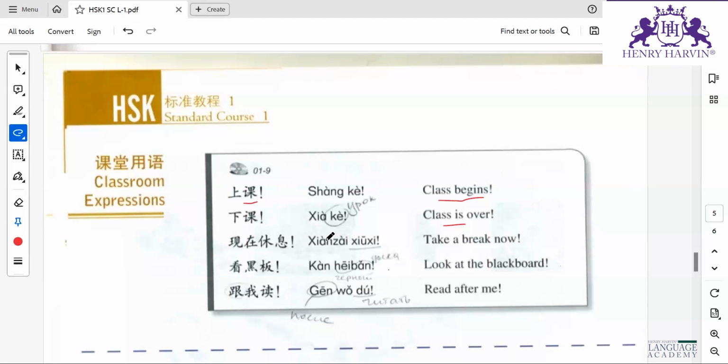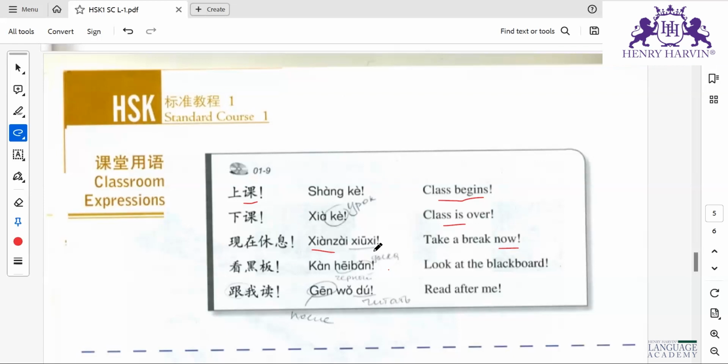Xianzai. Xianzai. Then this is Xiu Shi. Xiu Shi. Xianzai is right now, or now. Xiu Shi is to rest, like aram karna. Xianzai Xiu Shi means take a rest now or take a break now.